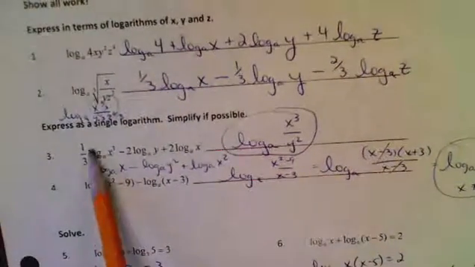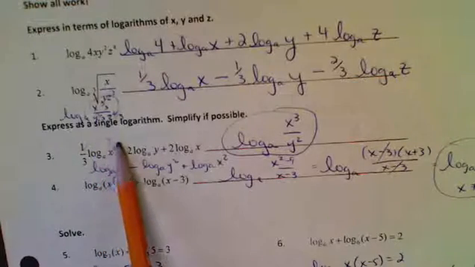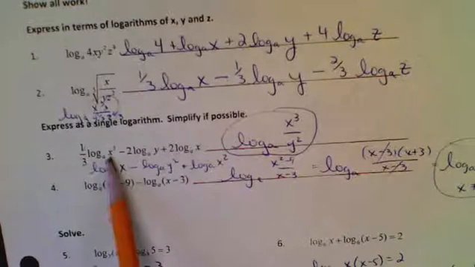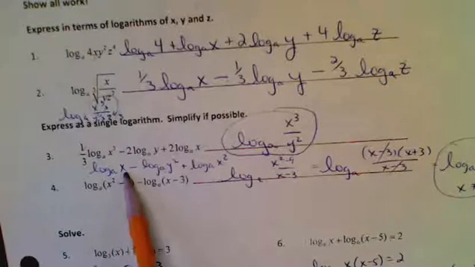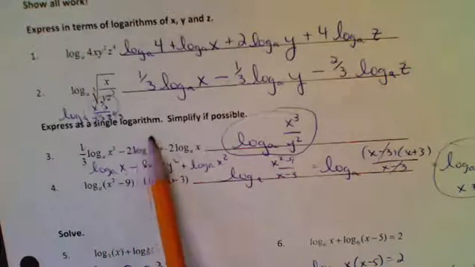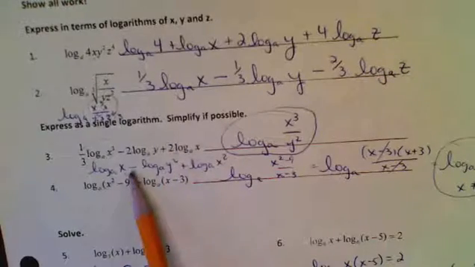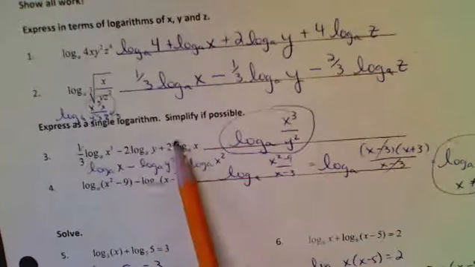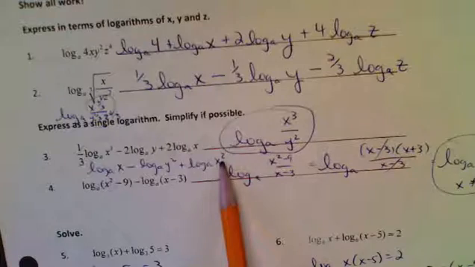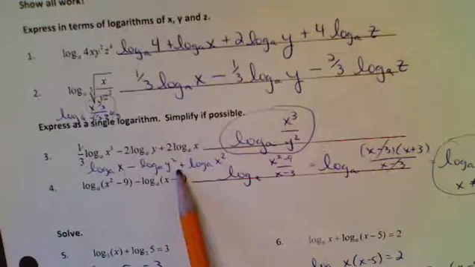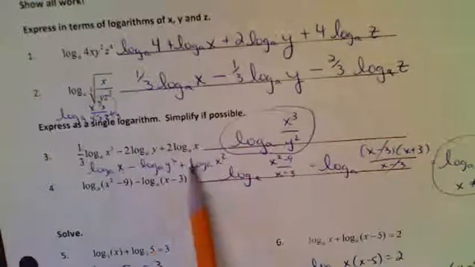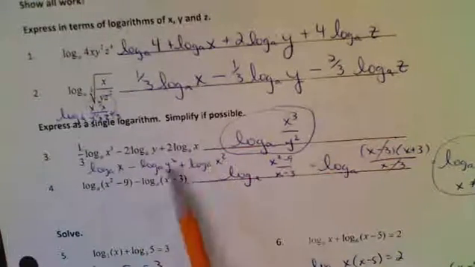Number 3, we have to bring the 1/3 up as a power, so it's log base a of x to the 3rd raised to the 1/3 power, so it's just the log base a of x. We have to bring this 2 up, so that becomes y squared. I left the negative there for now, and then I bring the 2 up here to make that x squared. Now I see that this is the minus, so that goes into the denominator when I combine these. These two are adding, they're positive, so they stay in the numerator.